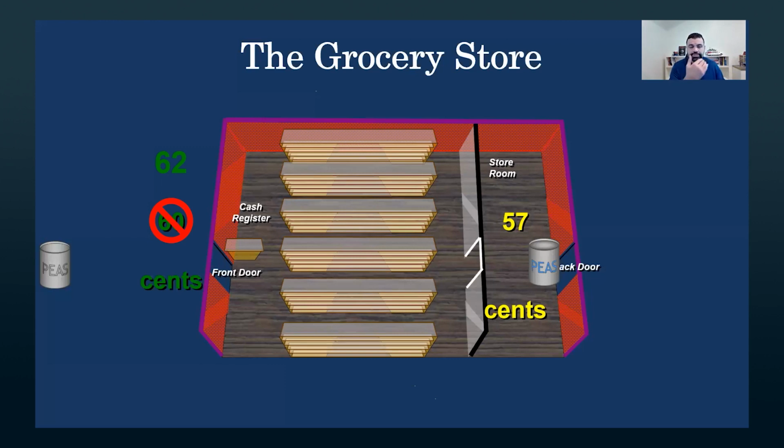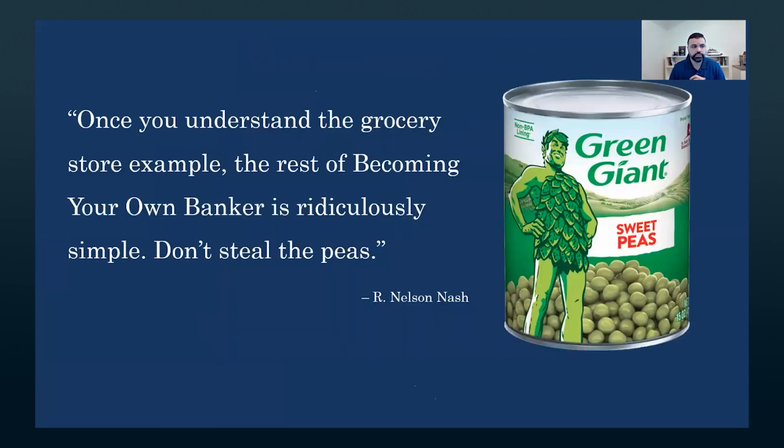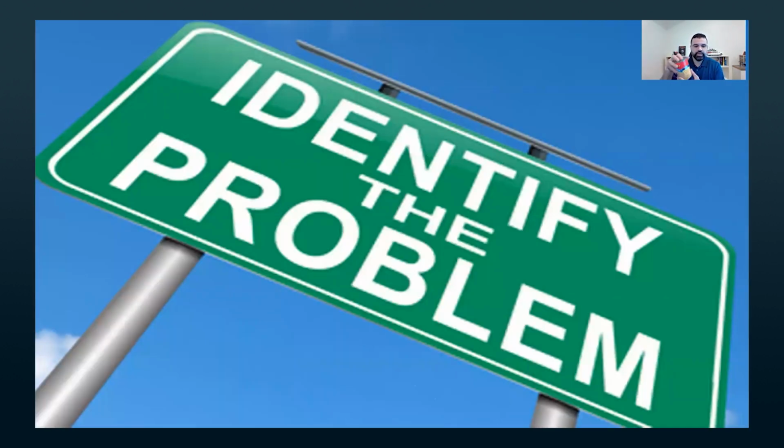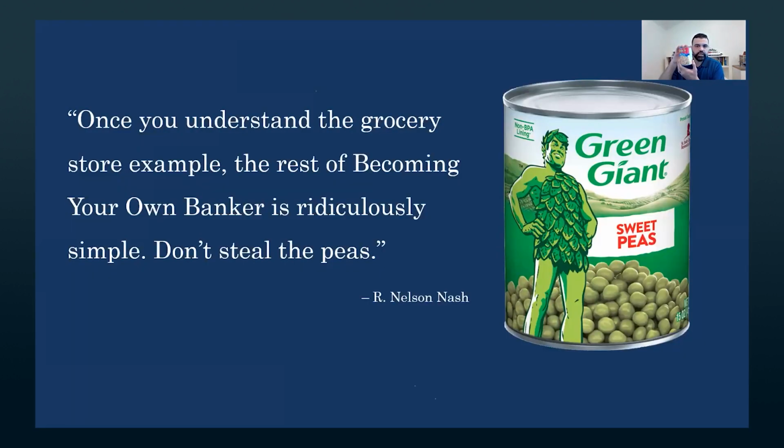It's all about recycling. It's all about turning over the inventory. So once you understand the grocery store example, the rest of the process of becoming your own banker becomes ridiculously simple. Like Nelson would say, don't steal the peas. And I don't have a can of peas here to remind me. I've got a can of chickpeas. So this is my reminder.